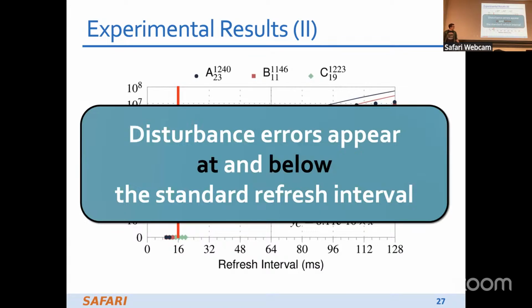So the disturbance errors appear at and below the standard refresh interval, and it's not just an isolated incident of having a weird refresh interval.